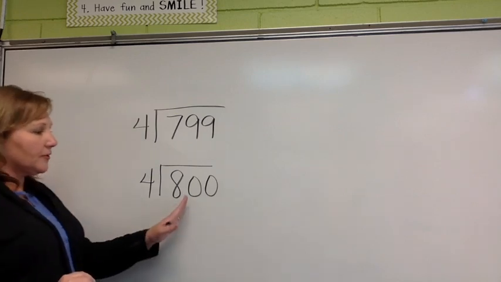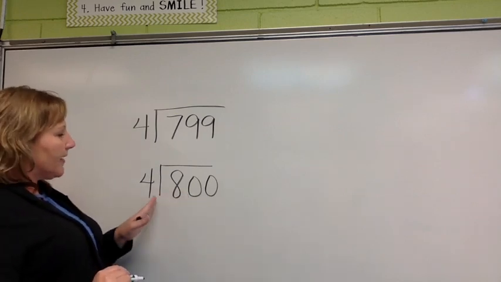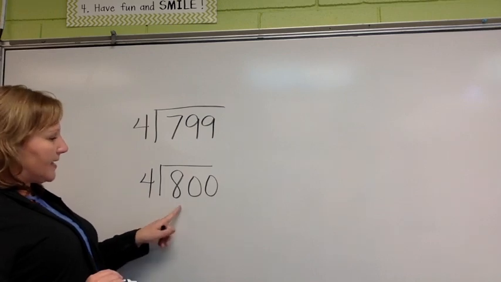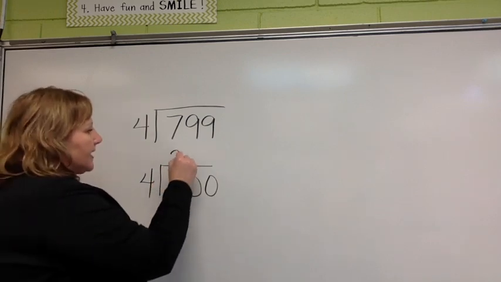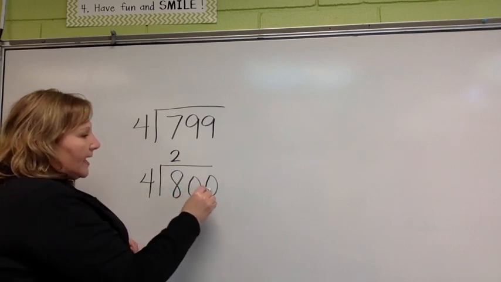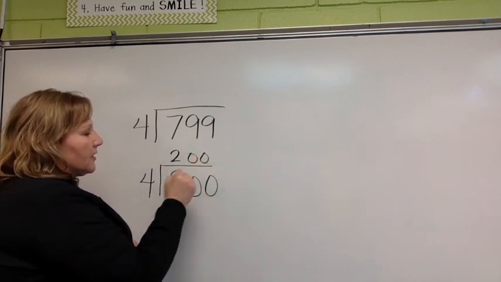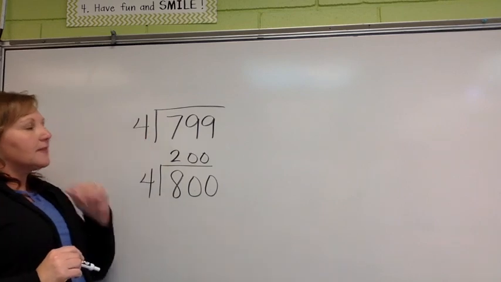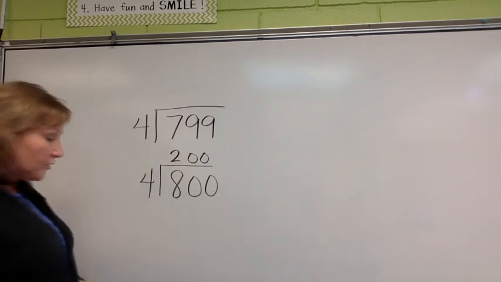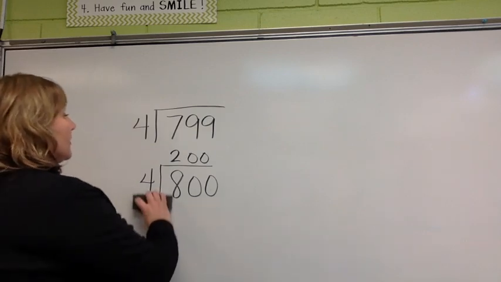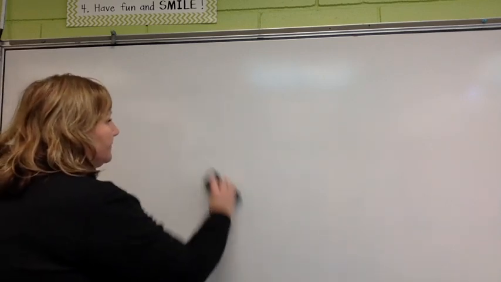I know that I can do this in my head. 800 divided by 4. Look at this. Here's my basic fact. 4 times 2 is 8, and then we have to add those 2 zeros. So I know that the answer to that problem would be super close to 200. Very close to 200.